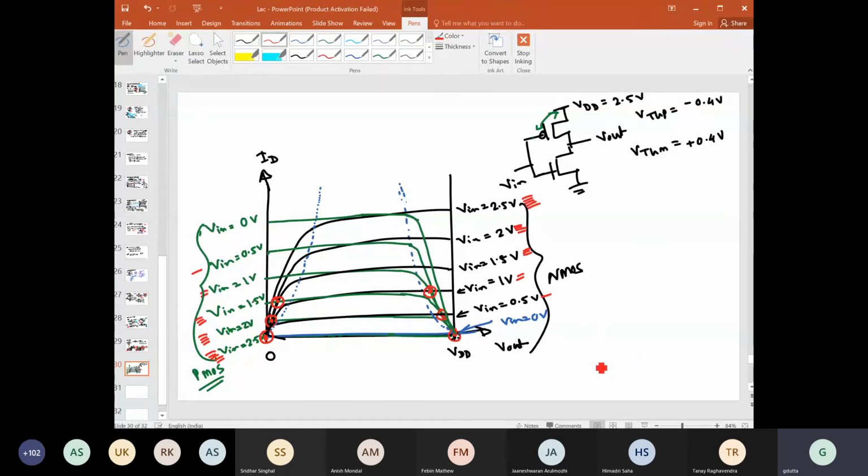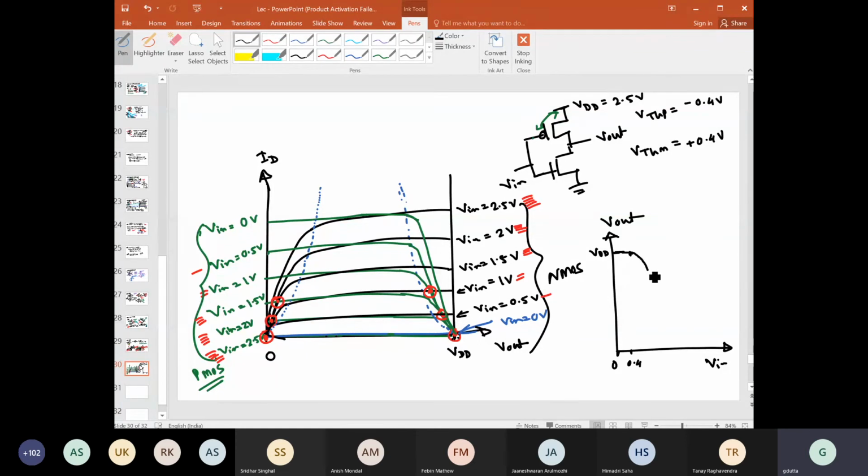Then if we quickly draw this VTC here, it will be like this: V output versus V input. Suppose up to 0.4 volt we have considered the threshold voltage. So up to 0.4 volt threshold voltage, the output is equal to VDD only. So this is VDD, up till this point. After that it has started falling, right?